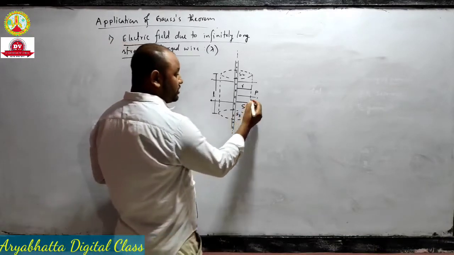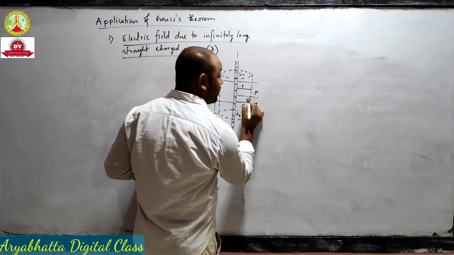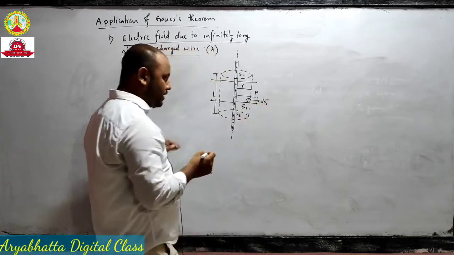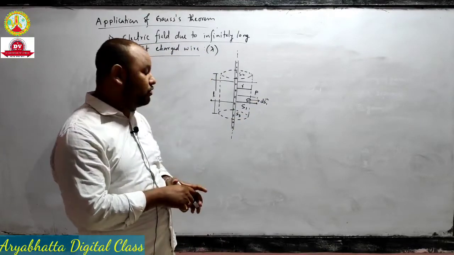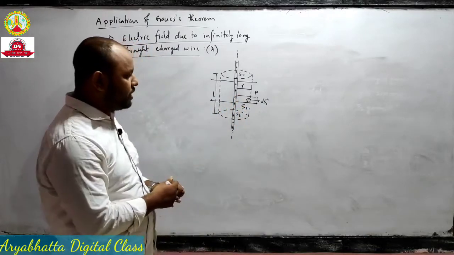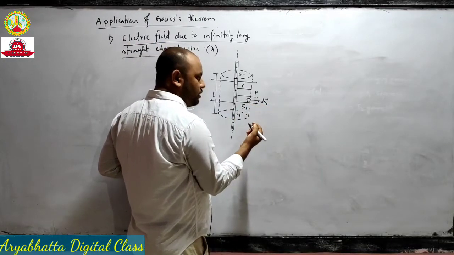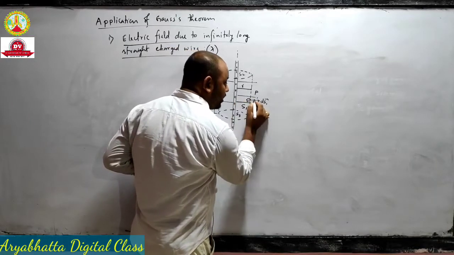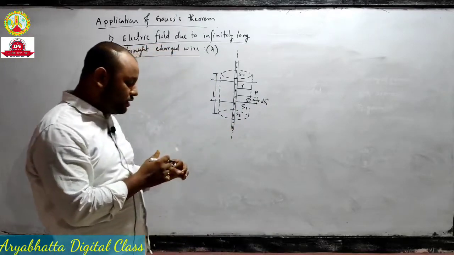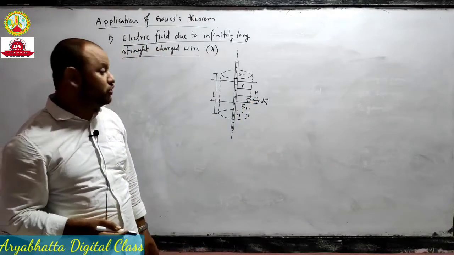For this, we have considered a very small area element on this curved surface. The direction of the area vector for this area element will be along this direction, ds1. At this point the direction of the electric field and the direction of the area vector are the same. Both have the same direction, so the angle between the electric field and the area vector at this point is 0 degrees.